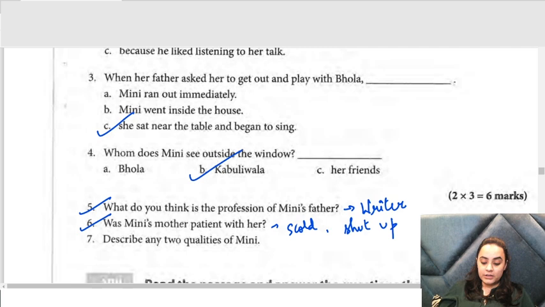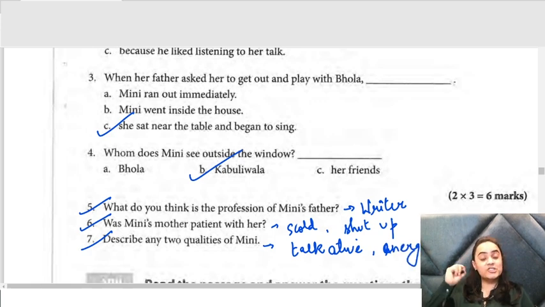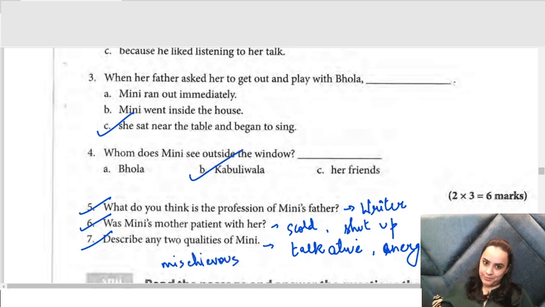Describe any 2 qualities of Minnie. Now, 2 qualities of Minnie that you can tell from this passage that we have read. She was talkative. She was very active or energetic, I can say. The entire day, the father himself has told us that she does not waste even a single minute of her waking hour being quiet. So she was energetic, she was talkative, she was mischievous, and there are many more.